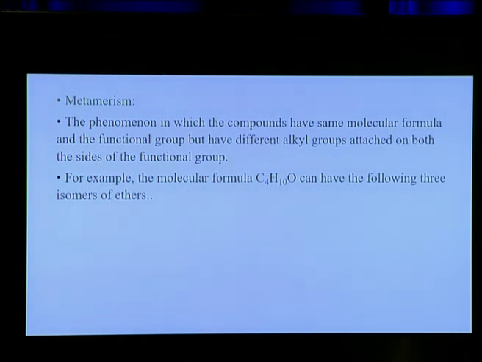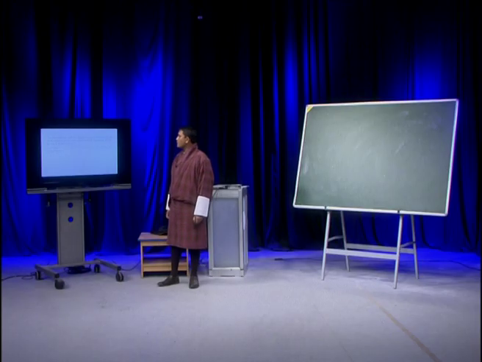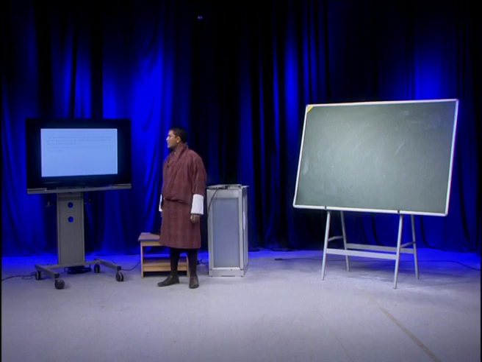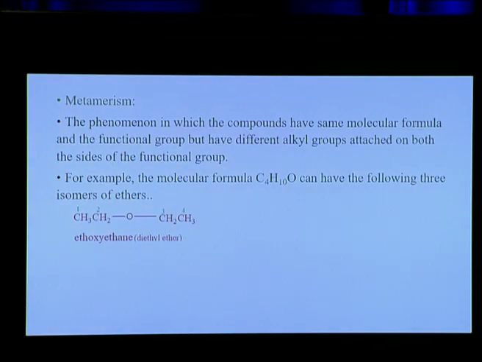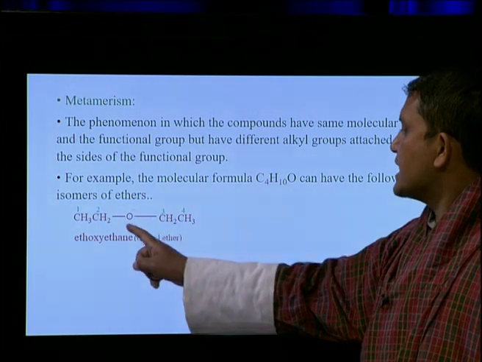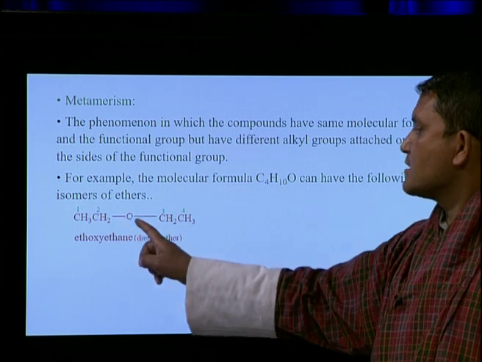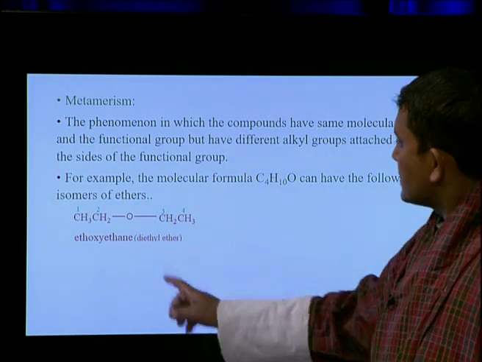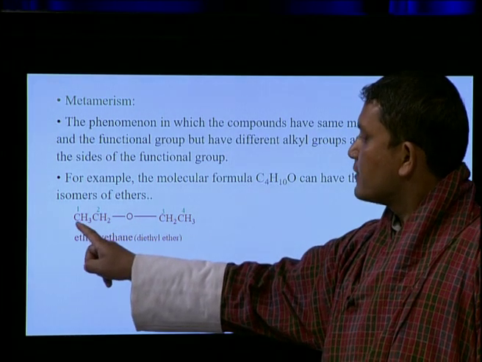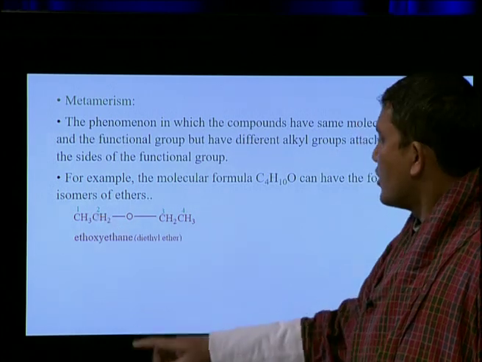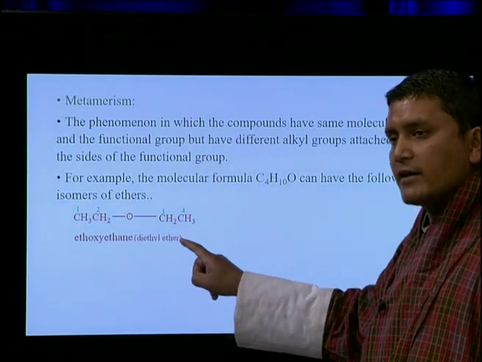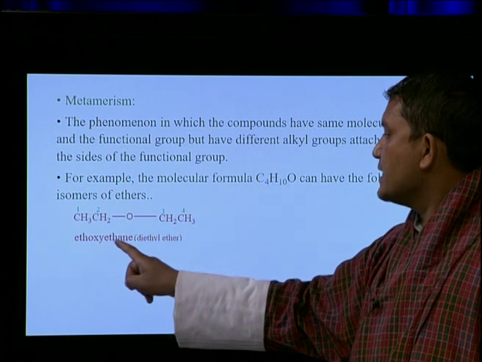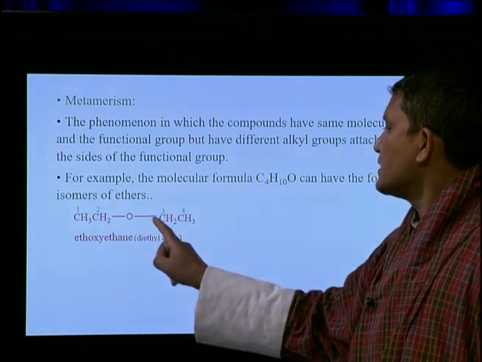For example, let us look at the molecular formula C4H10O. We will have the following isomers from this common molecular formula. Here, let us look at this compound. This is the functional group, which is an ether. This oxygen here indicates the compound is an ether. On this side, we have an ethyl group, and on this side, we also have an ethyl group. So, it becomes ethoxyethane, or diethyl ether.